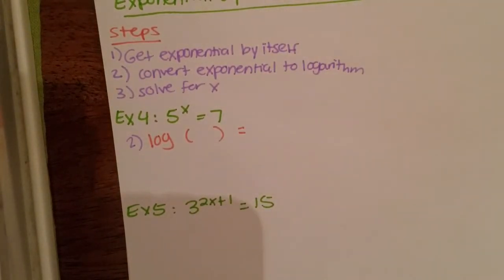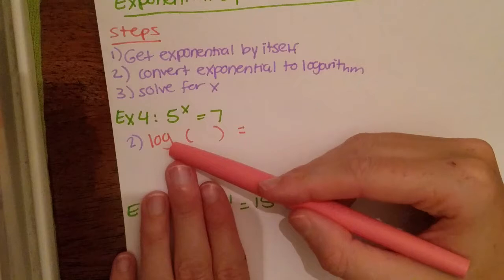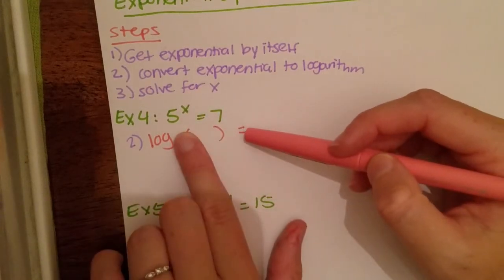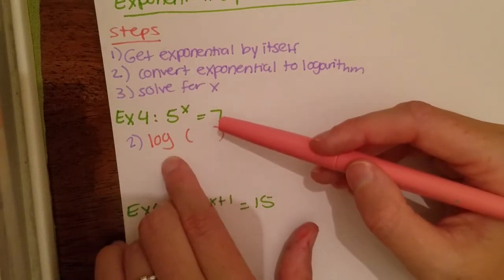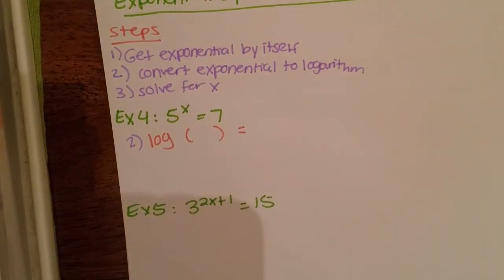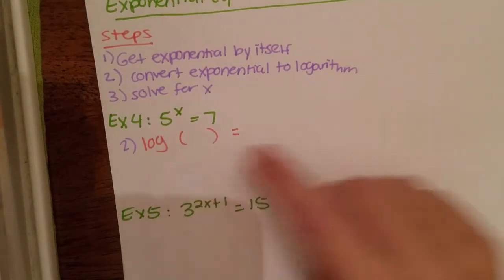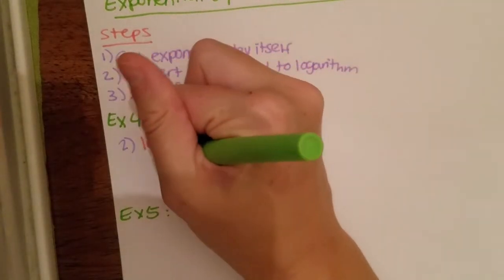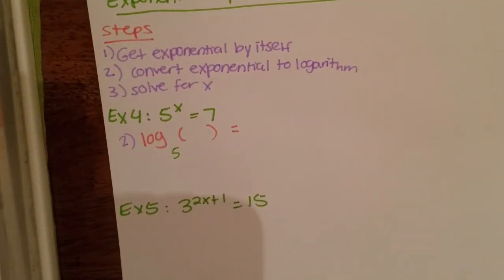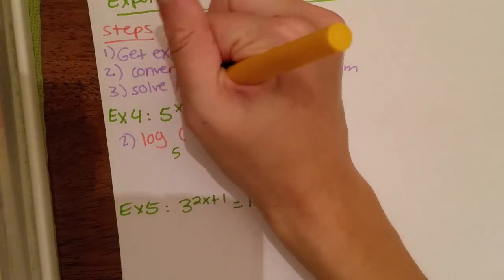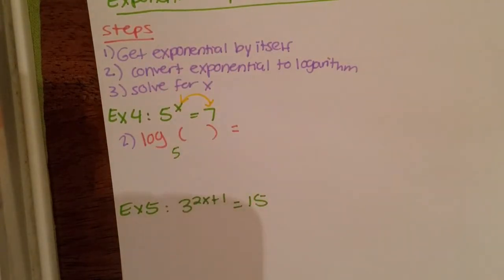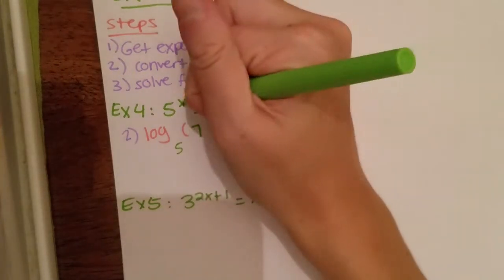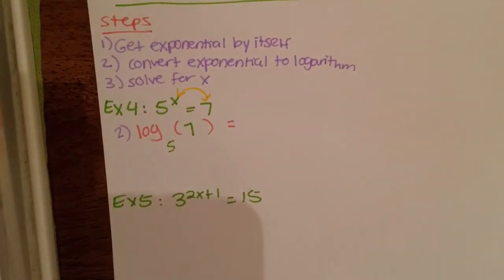Alrighty, so first of all, when you do this, the log always stays on the same side of the equation as the base. So since my base, which is 5, is currently on the left-hand side of my equation, that's where my log will be. Remember, the base of the log is the base of the exponential, which is a 5. And then the exponent and the 7 will just trade spots. So my 7 is going to hop inside my logarithm, and the x is going to hop on the other side of the equal sign.